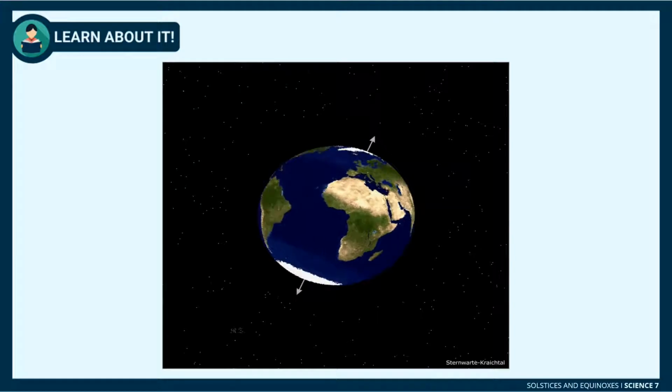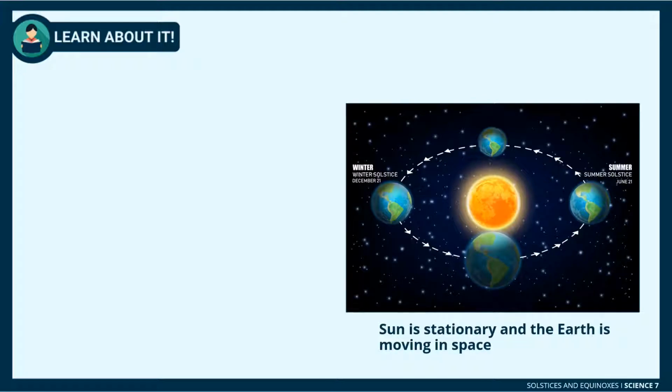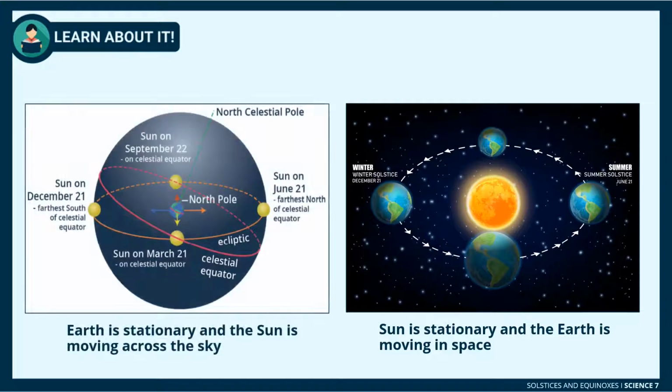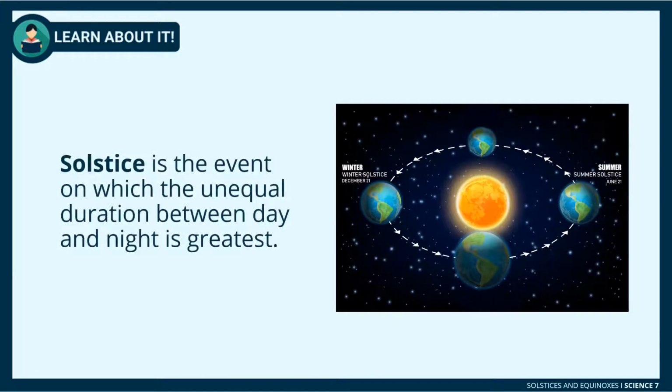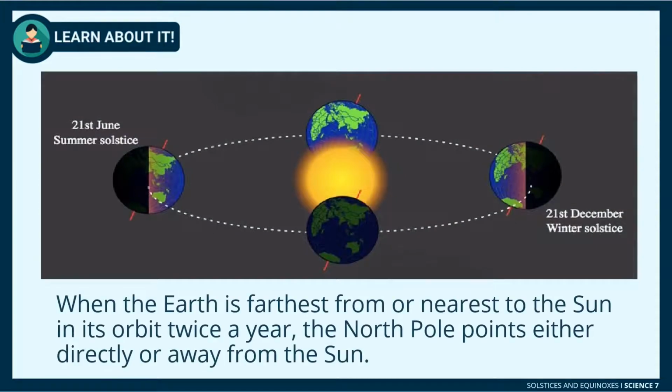To explain the transition of seasons, we will use the model where the Sun is the center while the Earth is moving in space. For the position of the Sun in each season, we will use the celestial sphere model, where the Earth is the center while the Sun is moving across the sky. Let's begin to describe what a solstice is. A solstice is an event on which there is an uneven length between day and night. In this event, the daytime is quite longer than nighttime. Two types of solstice occur annually in regions located on high and lower latitudes of the Earth: the summer solstice and winter solstice.